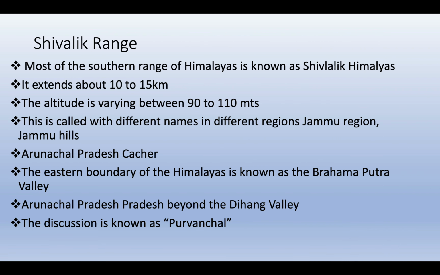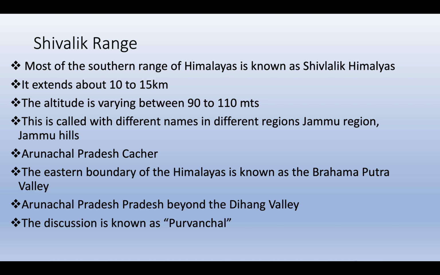The third one is the Shivalik Range. The southernmost range of the Himalayas is known as the Shivalik Himalayas. It extends about 10 to 15 kilometers. Now we'll see the altitude varying between the Himalayas, 19 to 110 meters. This is called by different names in different regions: in the Jammu region, Jammu Hills; in Arunachal Pradesh, Mishmi Hills; and in Assam, Kachar.